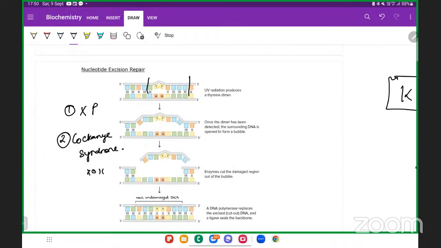Here, a nucleotide stretch consists of 10 base pairs, isn't it? And those 10 base pairs, what do we do? We remove them and replace them with an entirely new set of nucleotides. We remove the whole set and insert 10 new base pairs. That is called nucleotide excision repair. Whenever there is a problem in nucleotide excision repair, it leads to two types of disease. Number one, xeroderma pigmentosa, and number two, Cockayne syndrome. So the two important ones are xeroderma pigmentosa and Cockayne syndrome.